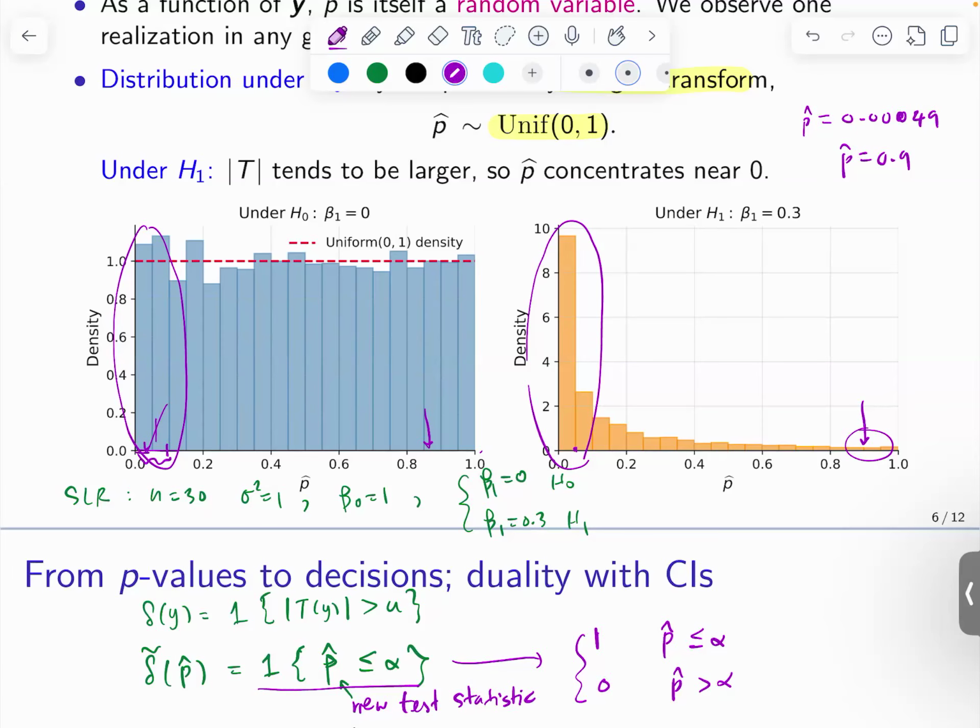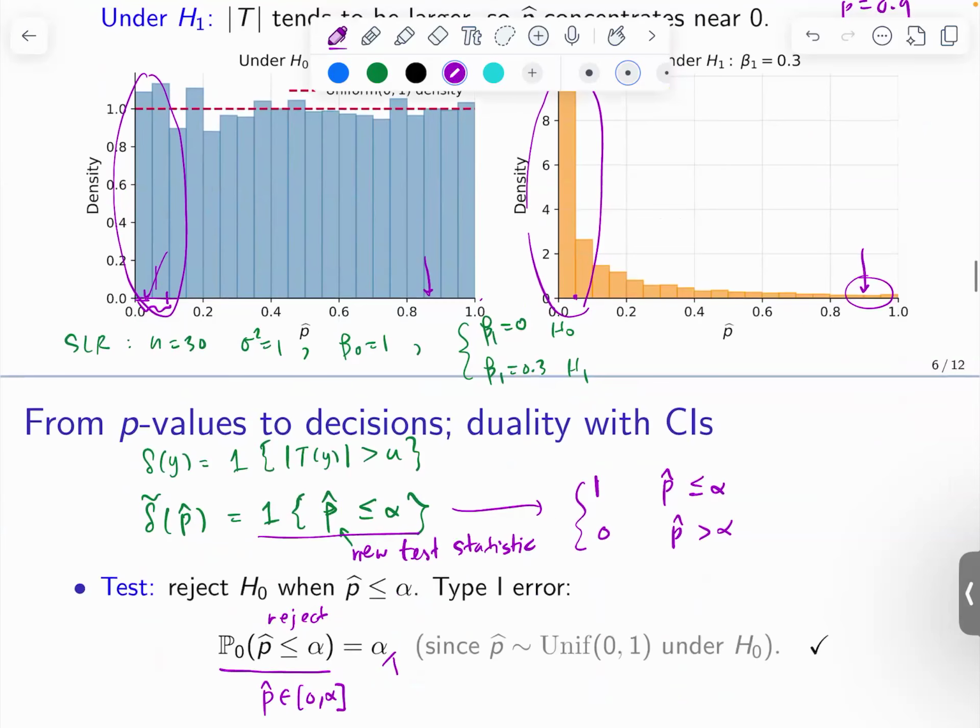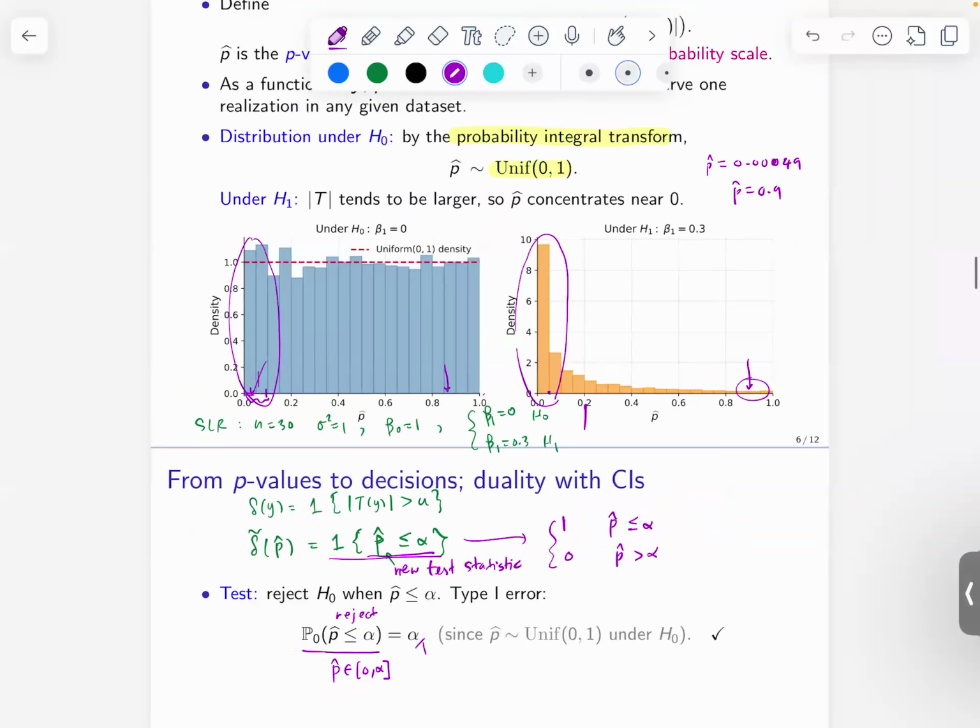If you repeat the experiment many times and reject with this rule, then you can be sure that alpha% of the time you're going to be wrong at most under the null. We don't even know what happens on the alternative unless you know this distribution. Does that make sense? I'll let you maybe think a little bit about it.